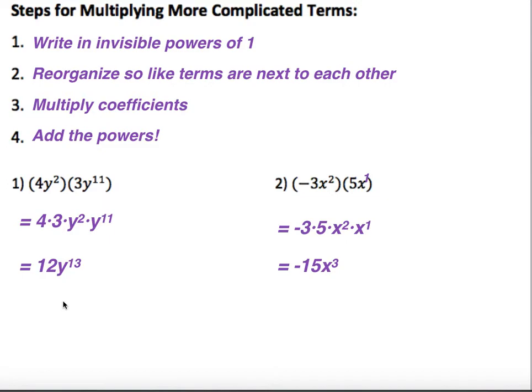Question 2, make sure that you caught that this x at the end of the problem had an invisible power of 1. So when you sorted out your like terms, it was really x squared times x to the 1, x cubed at the end of your expression, negative 15x cubed. Go ahead and try the next 2. Pause the video till you're done.